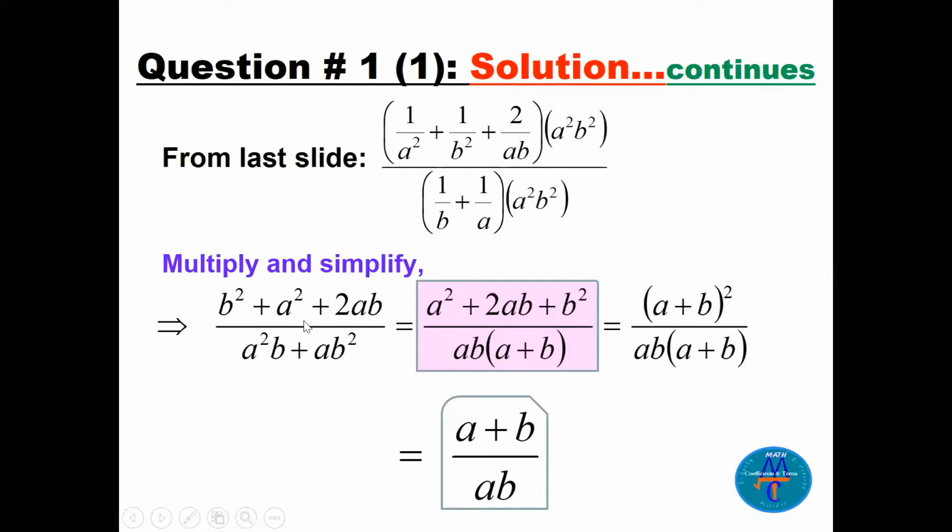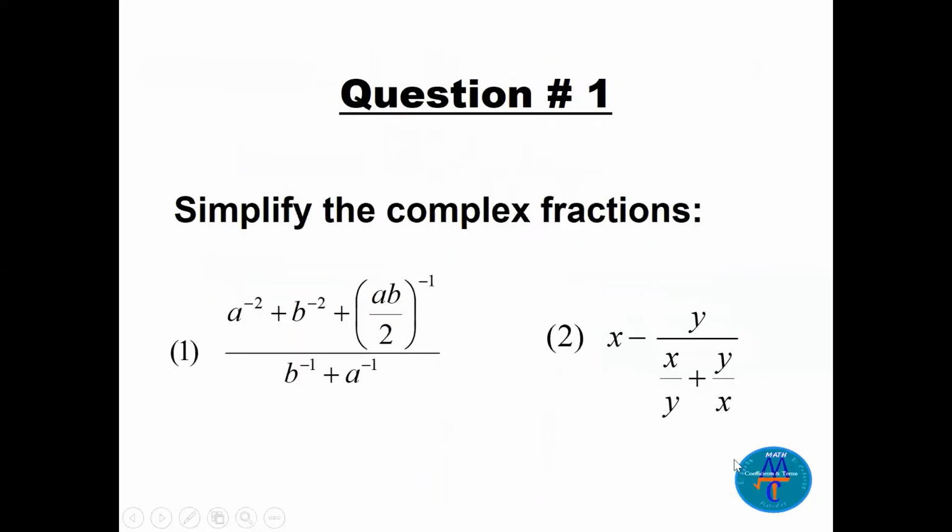Now we try to factor. We rearrange the first one. See, it's not arranged. So I can put a squared at the beginning, b squared at the end, 2ab in the middle. It becomes a perfect square trinomial. This one I take ab, so I have a plus b. See, we can cancel one of the a plus b. The final answer, a plus b over ab. Really nice question. If you want, you can try this one.